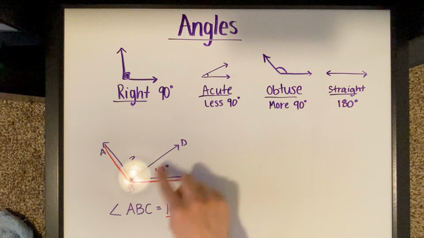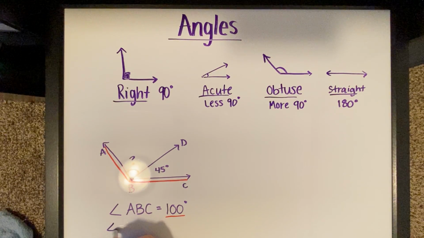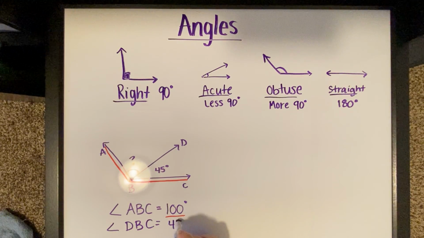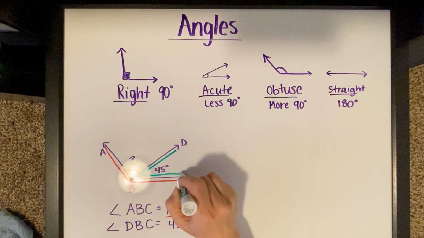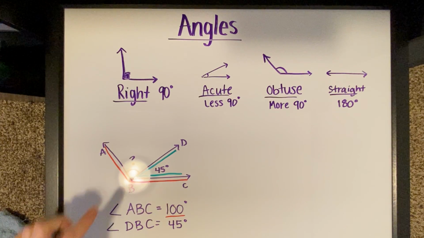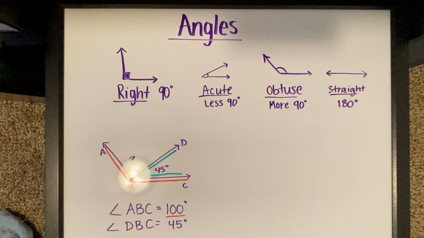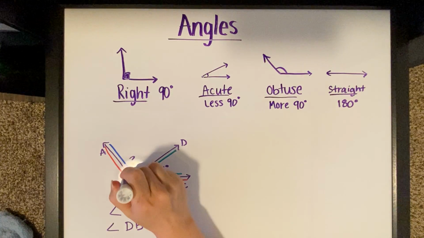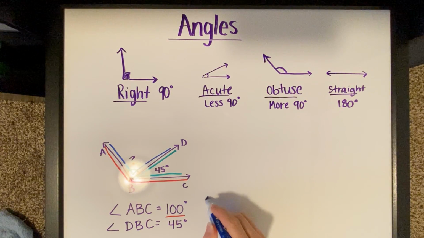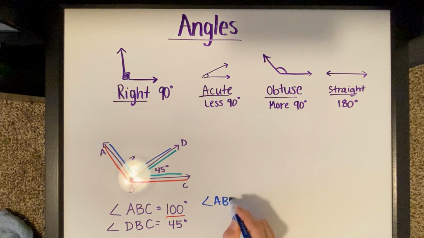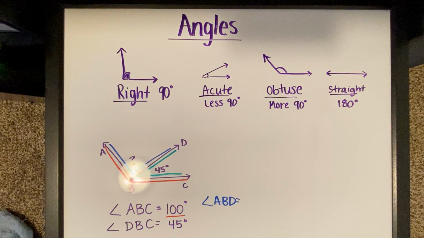And then based on the picture, we know that angle DBC is equal to 45 degrees. So that is this angle right here, DBC. So we need to figure out what angle ABD is, which would be this angle right here, ABD. So we don't know what ABD equals, so we need to figure that out.